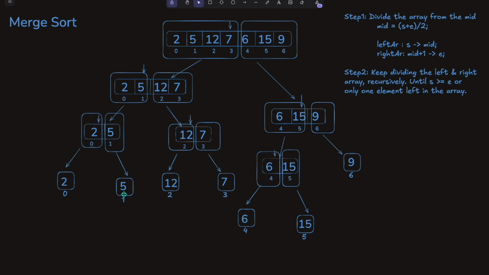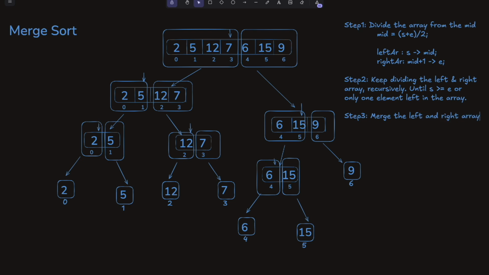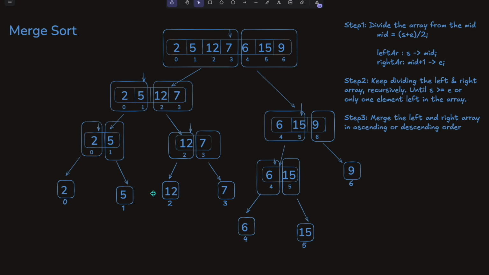So how will it merge? That is our third step. Step 3 is merge the left and right array in ascending or descending order. So it depends. You need an ascending sorted array or a descending sorted array. Based on that, we will add the condition and we will keep merging these values.